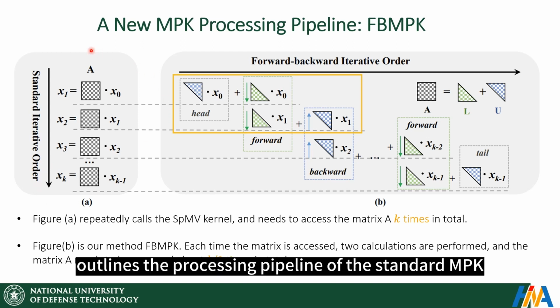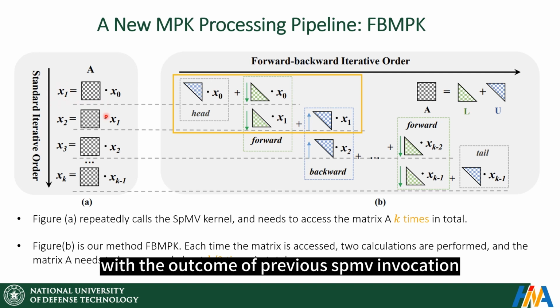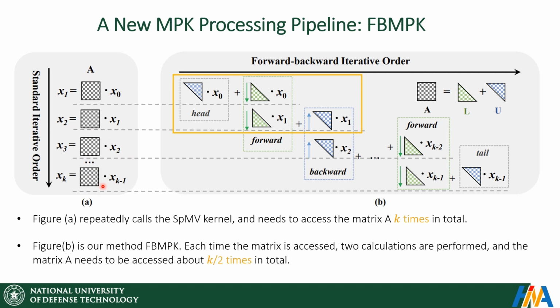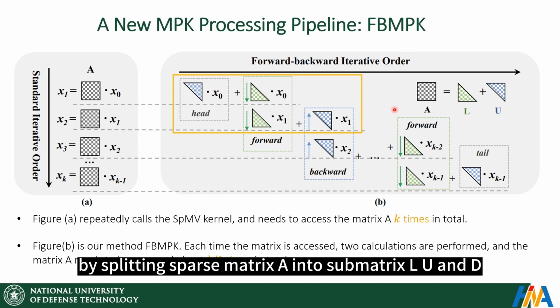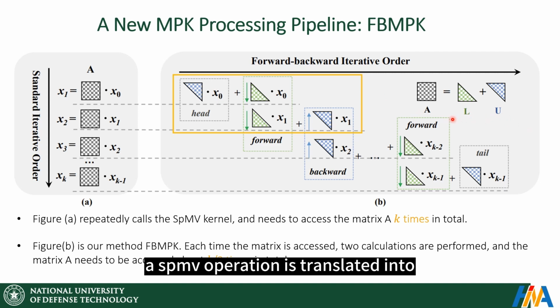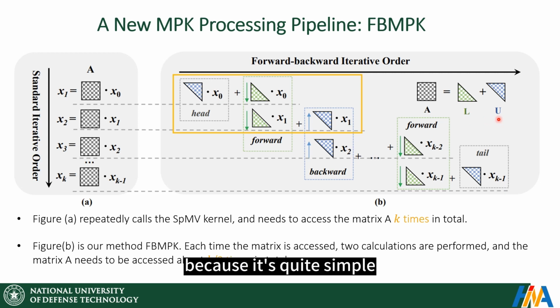Figure A outlines the processing pipeline of the standard MPK, which computes the result by multiplying sparse matrix A with the outcome of previous SpMV invocations. It requires k memory accesses to matrix A when computing A to the k power times x. Figure B is our proposed processing pipeline, namely forward and backward MPK, FBMPK, by splitting sparse matrix A into submatrices L, U, and D. An SpMV operation is translated into computing the sum of 3 terms, and note that we ignore the representation of the diagonal matrix D because it's quite simple.